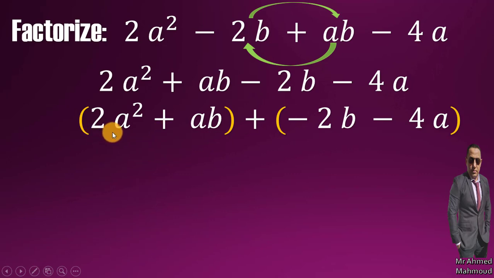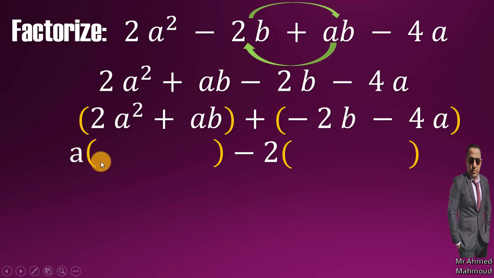Here now I'm going to take out the common factor. As I said before, in 2a power of 2 plus ab, the common factor is a, and here negative 2b, negative 4a, I'm going to take out the negative common factor, since this one is negative, you have to take this negative as a common factor. So the negative is a common factor, and 2 and 4 are in the 2 times table, so 2 is a common factor.